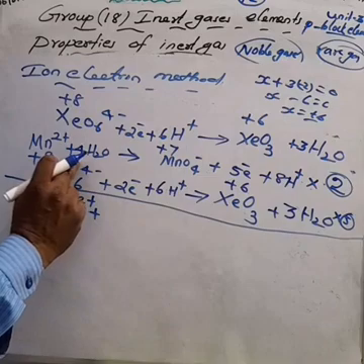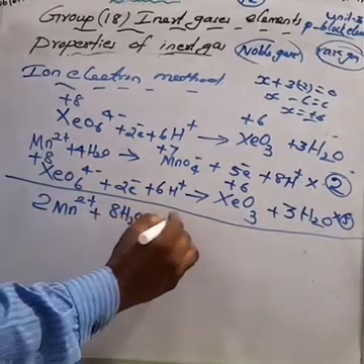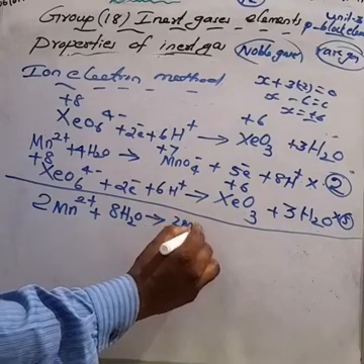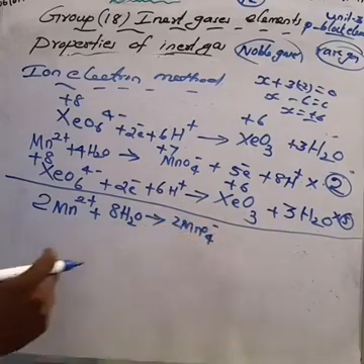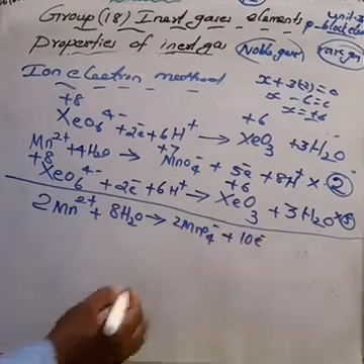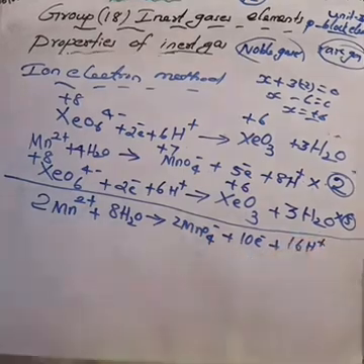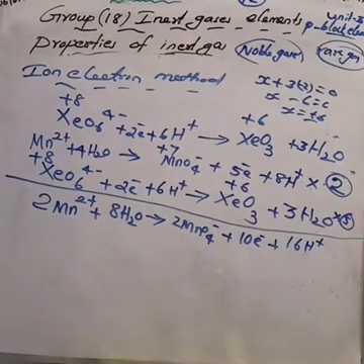If I multiply by 2, 8H2O gives 2 MnO4 minus. I multiplied by 2, so 2MnO4 minus plus 5 electrons multiplied by 2 means 10 electrons, plus 8H plus multiplied by 2 means 16H plus ions. That's about the first equation.